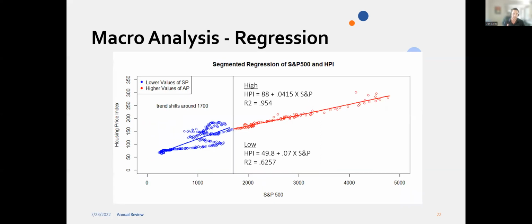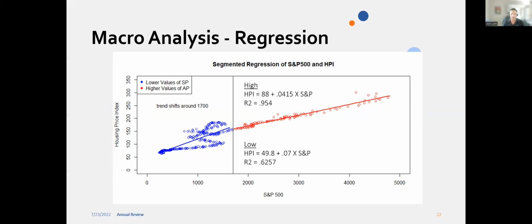So what I did was I segmented this at an S&P value of around 1700, where the trend shifts. And what we can see here is in the higher values of the S&P, R squared is 0.95, so very highly correlated. This is a very reliable linear regression, where for every point increase in the S&P 500, the housing price index increases by about 0.04 historically. This has been over the course of about 30, 40 years. But for lower values of S&P, the housing price index is both above and below. So the R squared is about 0.62.